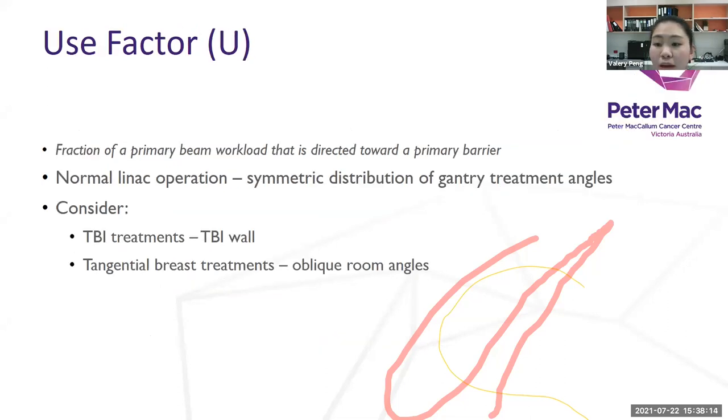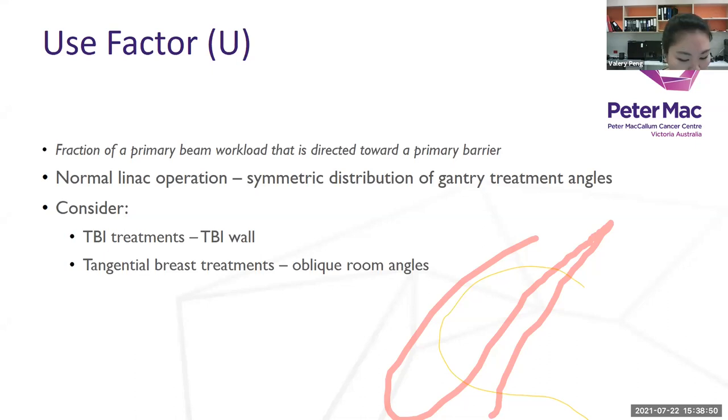The next factor we have is the use factor. And it's the fraction of time that the gantry is directed at a primary barrier. So it depends on the treatment methods and installation type. So normally all primary barriers would have a 0.25 use factor. That's assuming that the gantry angles are shared evenly for all four cardinal angles. Even so, we usually give the floor a use factor of 1. So that's the gantry pointing at 0.